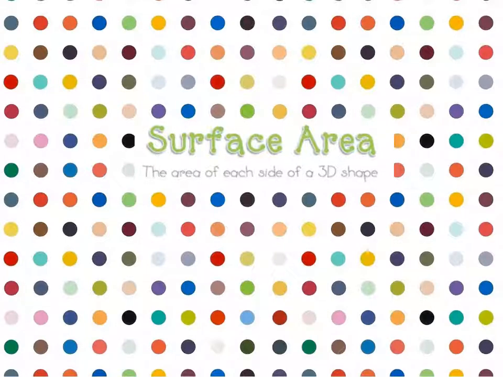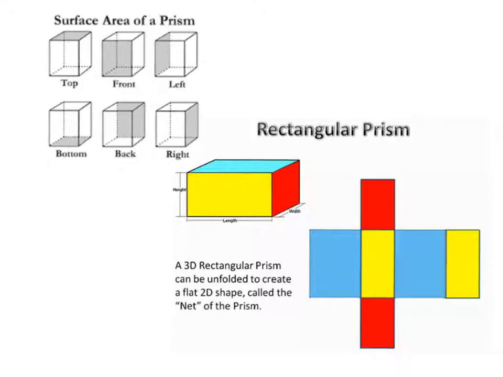Surface area of rectangular prisms. A rectangular prism has 6 sides: the top, the bottom, front, back, left, right.